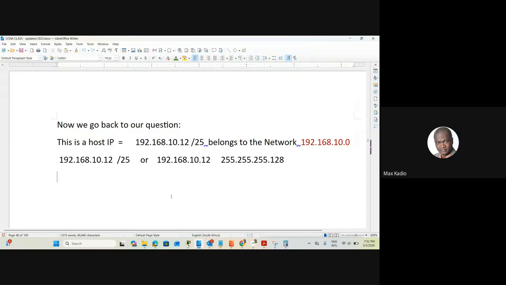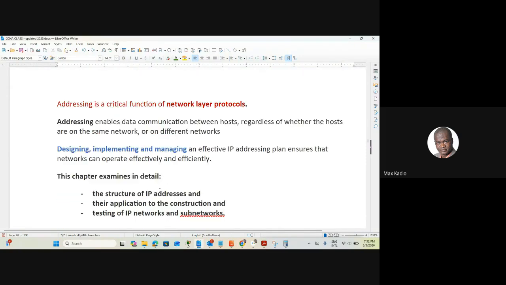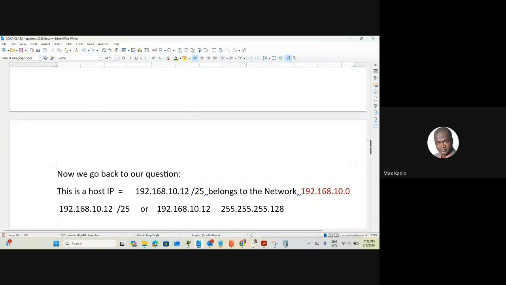That's all for today. So I will repeat the same thing on Thursday. I'll do another example for you. Then we do /26 and /27. Exactly the same thing. So this is the answer. This IP belongs to.